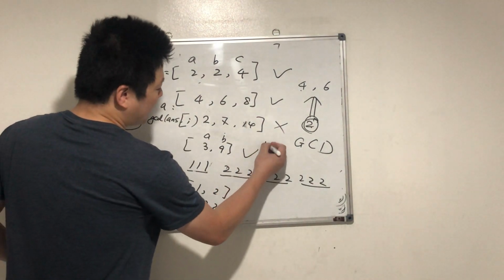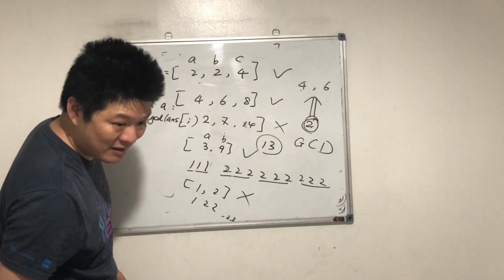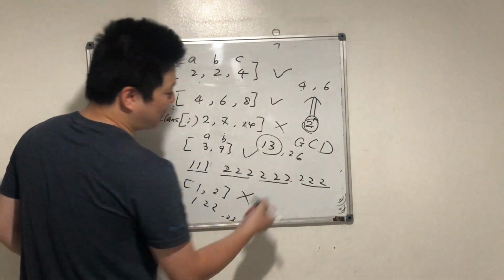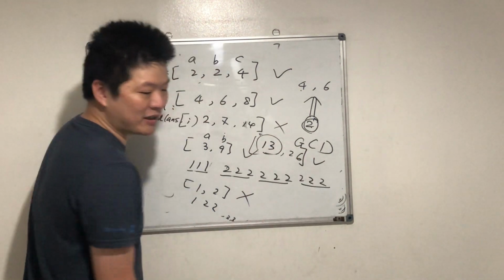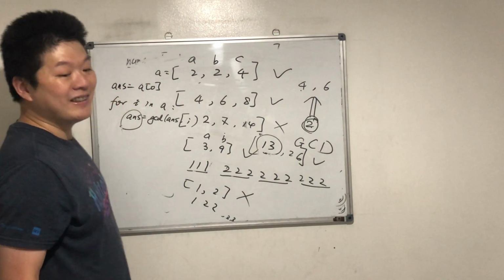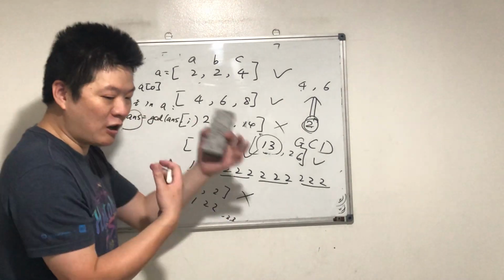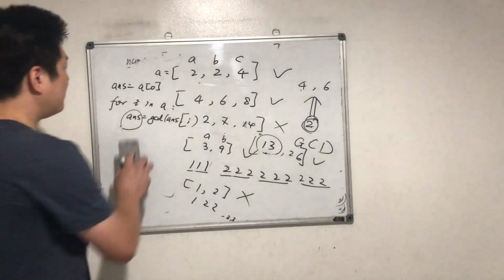If I give you a number 13, and 13 is a prime number, right? And how about 26? 13 and 26 is still okay, right? Because 13 and 26 greatest common divisor is 13. You see? Yeah, so we're just checking the two numbers. Yeah, that makes sense.